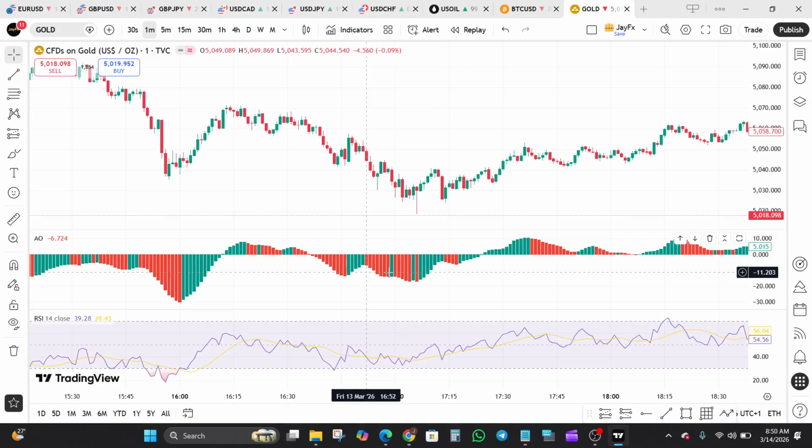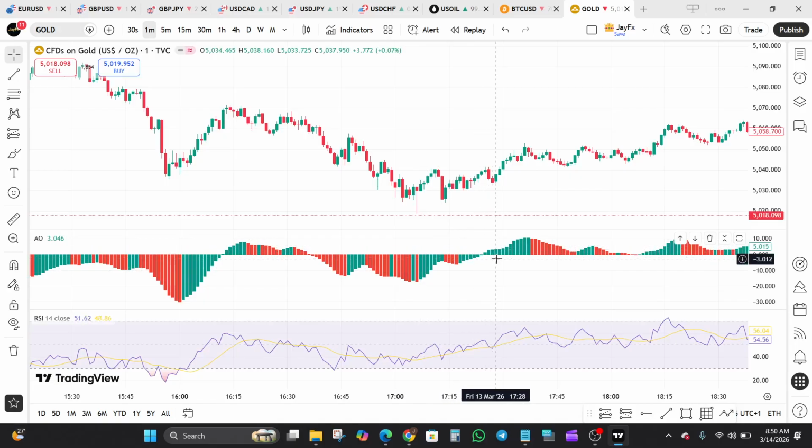All right. It is displayed as a histogram that fluctuates above and below a central zero line, as you can see here, right? Traders often use the Awesome Oscillator to identify momentum shifts, by watching changes in the histogram bars or crossovers above and below the zero line.